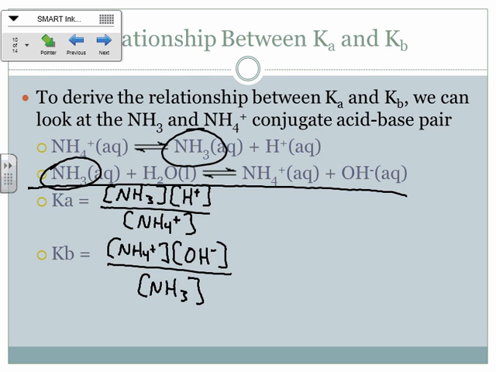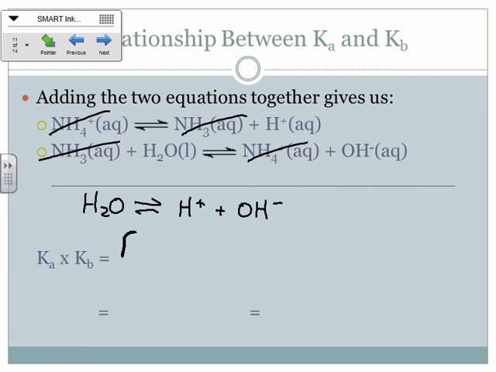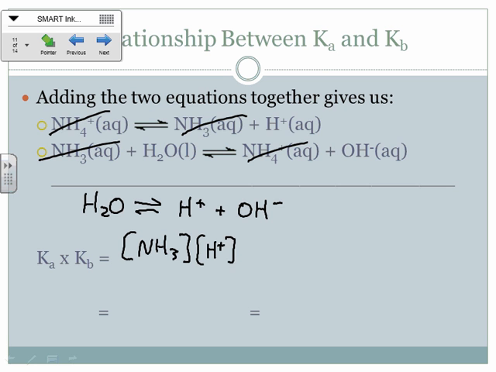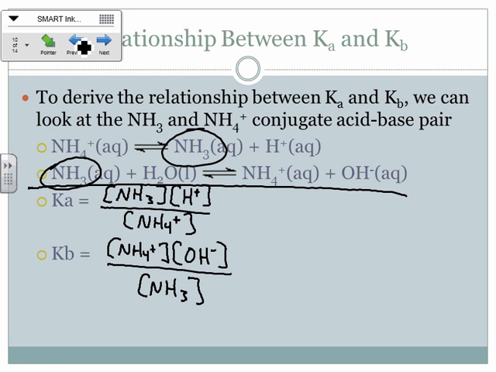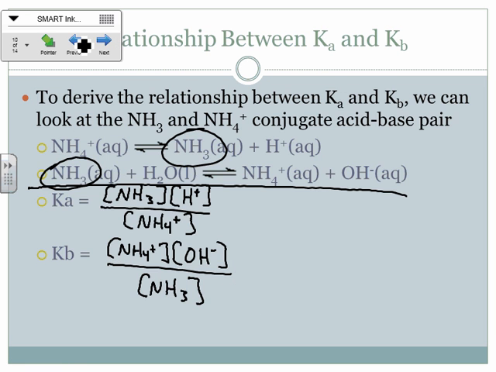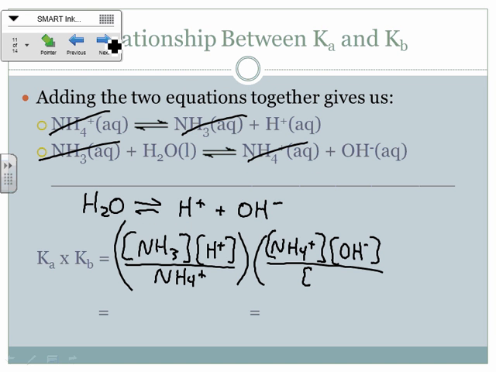NH3 times H plus over NH4 plus, times our Kb expression, which is NH4 plus times OH minus over NH3. I guess I could just look at the equation rather than being lazy.